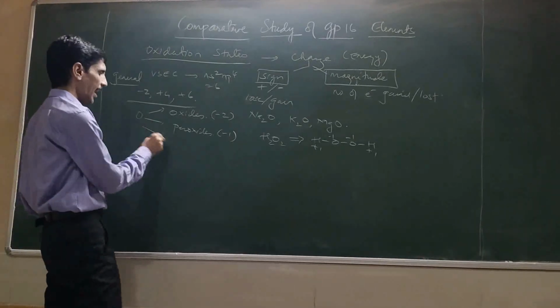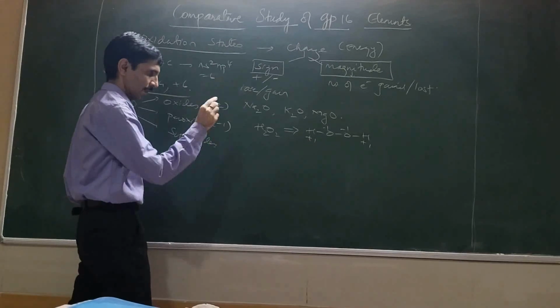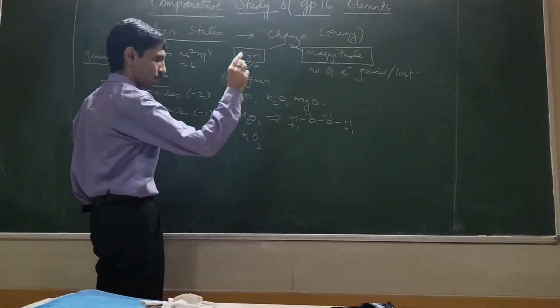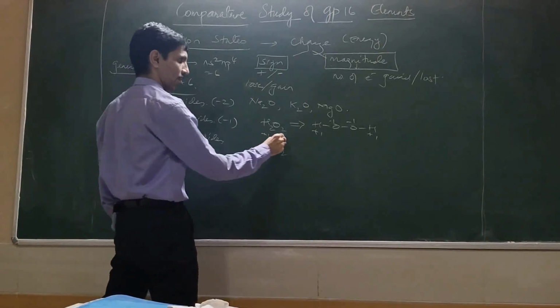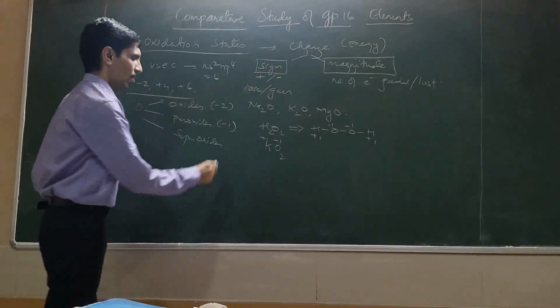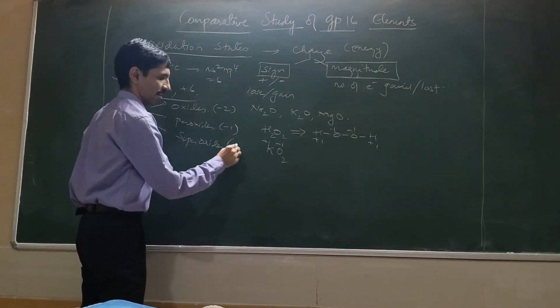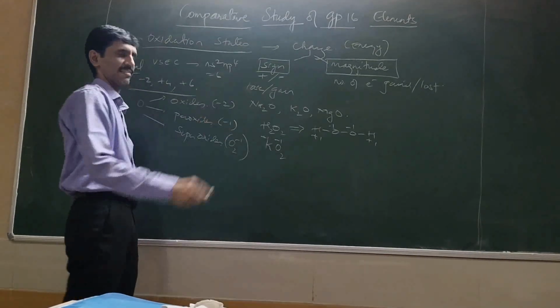Okay, we also have superoxides. I give you a simple example, that is KO2. So that means this K has a +1 charge, so O2 will have a -1 charge. So this is what we have: oxygen with -1 charge. Here in the peroxide it is a single oxygen, and this is double oxygen.